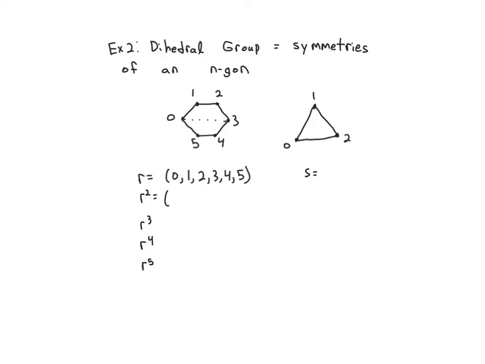So first, let's start with the hexagon as an example. We'll let R be the clockwise rotation. And so when you rotate clockwise, I should have probably drawn the picture first. 0 ends up over here, 1 ends up next to it, in the clockwise direction, and you end up with that picture. And so 0 got sent to the 1 position, so 0 goes to 1, 1 goes to 2, and so on and so forth, and we get a cycle.